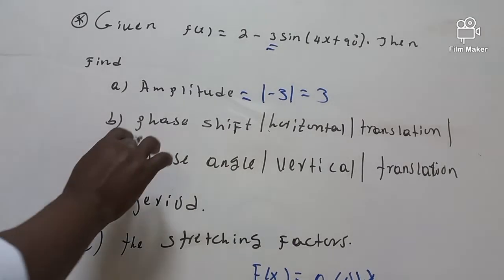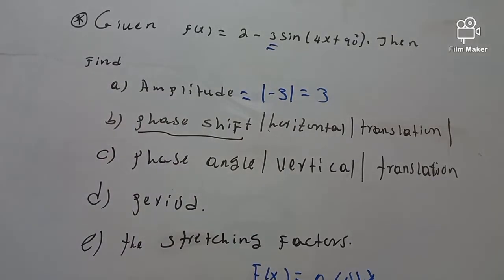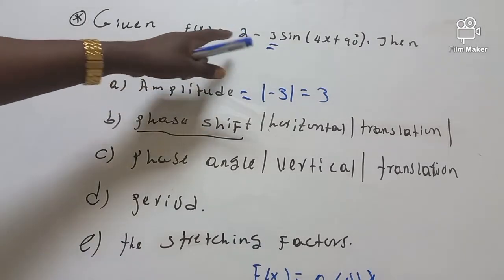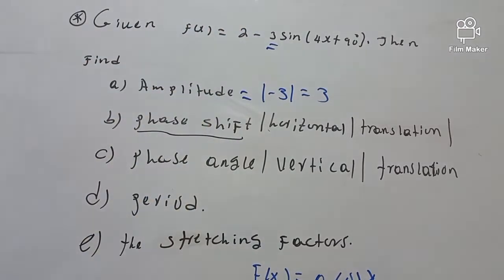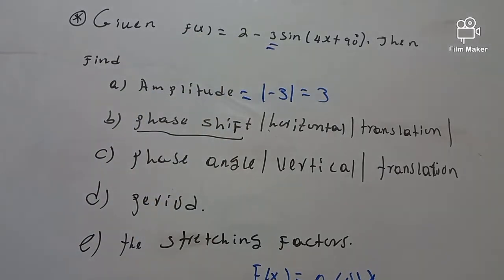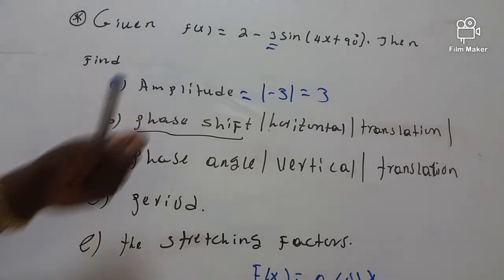How are we going to determine the phase shift or horizontal translation? You know that the graph of the sine function is very simple. Whenever we sketched the graph of the sine function, this one is obtained from it just by combining different techniques of transformation. So the graph of this problem is directly obtained from the graph of sine x, but the graph of sine x is shifted in different directions with the help of these transformation concepts.